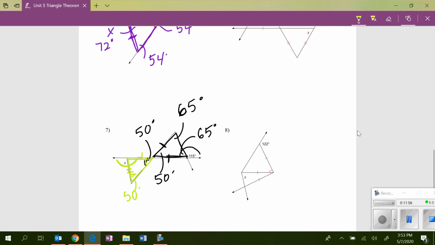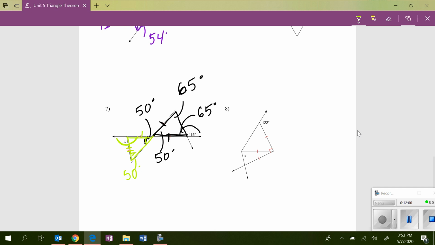But we did talk about the exterior angle theorem. Okay, the exterior angle theorem says that this angle out here should equal the 2 opposite angles on the inside of the triangle added together. So x should equal 100 degrees.